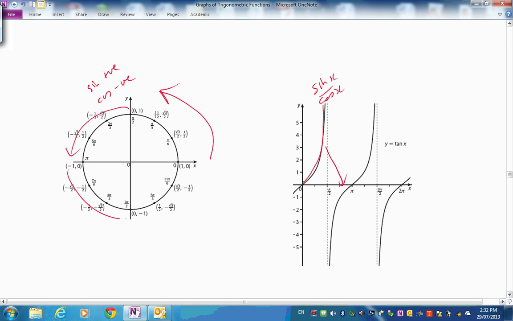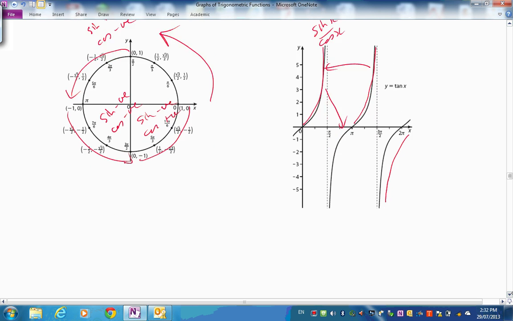Then down in this quadrant, sine is negative and cos is negative. So sine over cos goes back and repeats the positive values from over here. And so on. In the next quadrant, sine is negative and cos is positive. So you're going to generate the same values but negative. So can you see it? As we go around, we're going to repeat that behaviour.